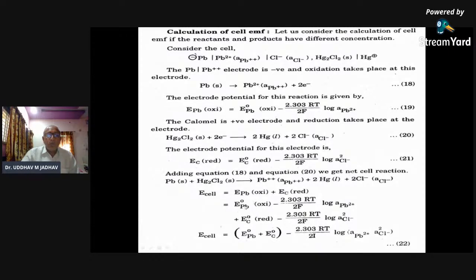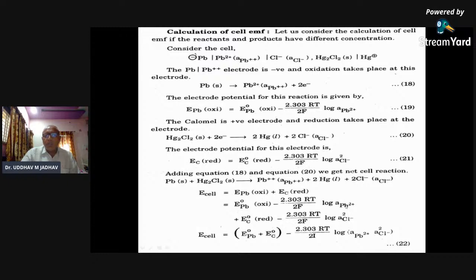Since both E naught Pb and E naught calomel are standard electrode potentials, the sum can be made. After that, according to the rules of logarithm, 2.303 RT upon 2F is common, and therefore we can take it common. Whenever the sum of logs is there, we can write it as a product.